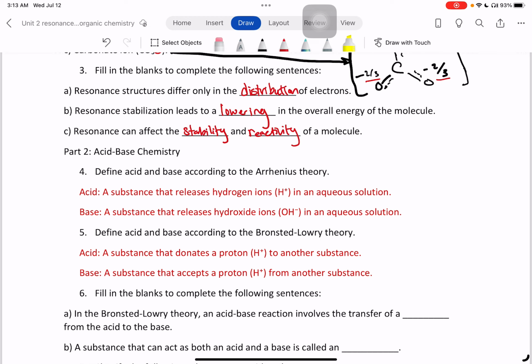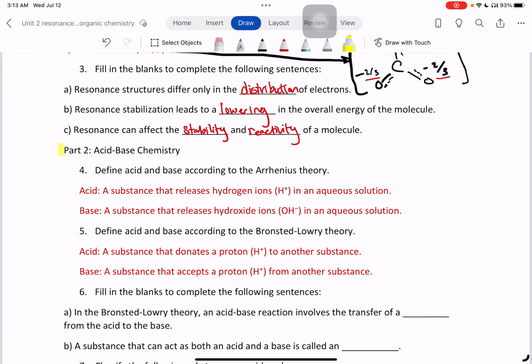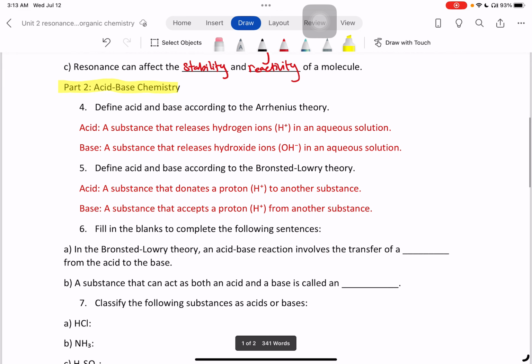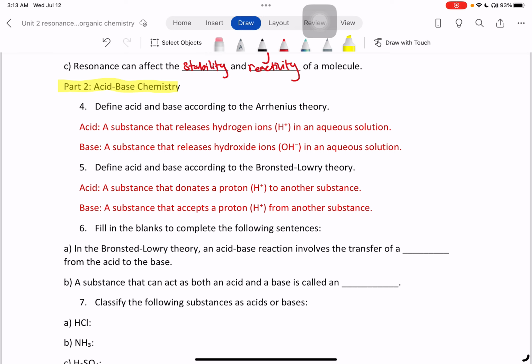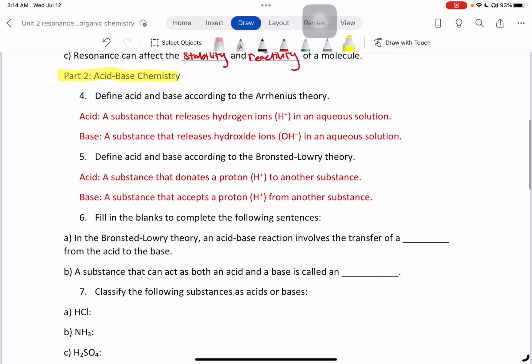Perfect. Next, we move on to part two, which is acid and base chemistry. This is also a very, very important topic. First, it says define acid and base according to the Arrhenius theory. The Arrhenius theory says that an acid is a substance that releases hydrogen ions, which is H+, in an aqueous solution. So they release an H+. The base is a substance that releases hydroxide ions in an aqueous solution.